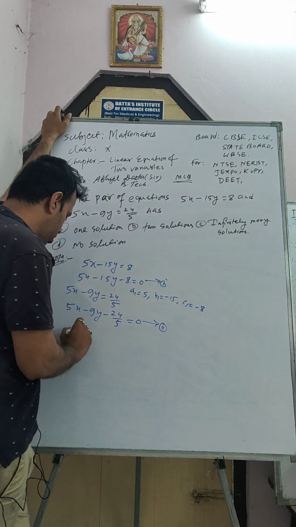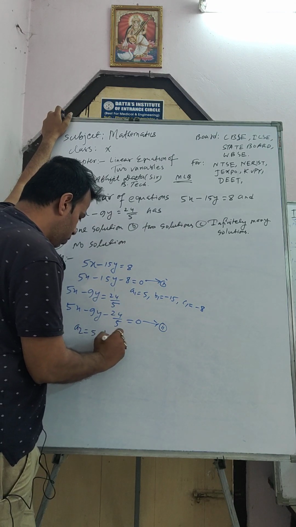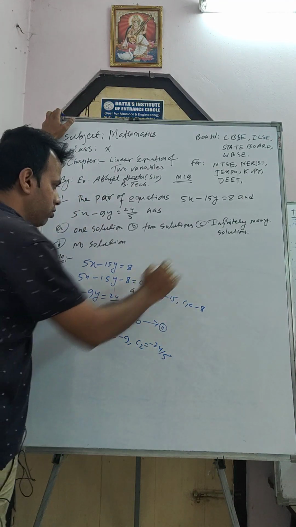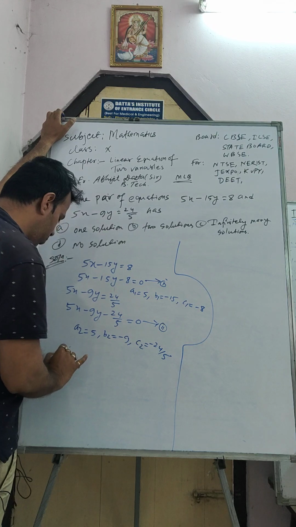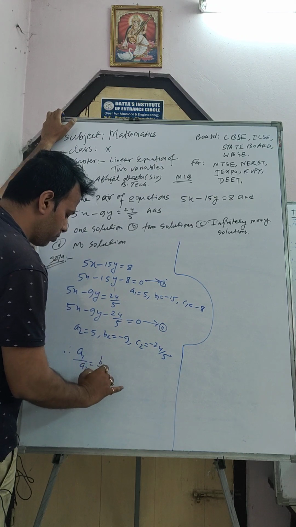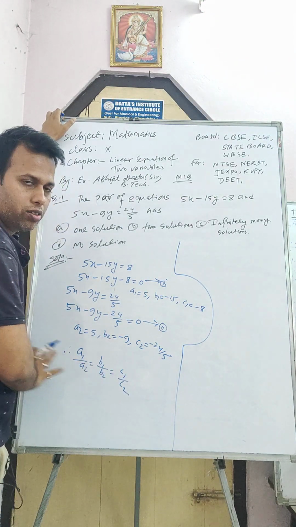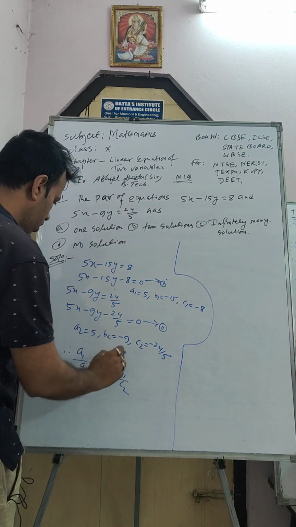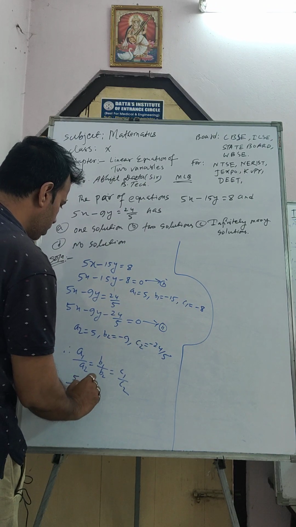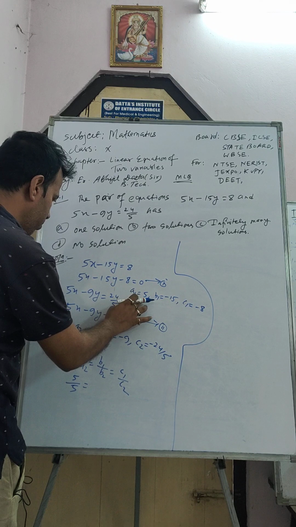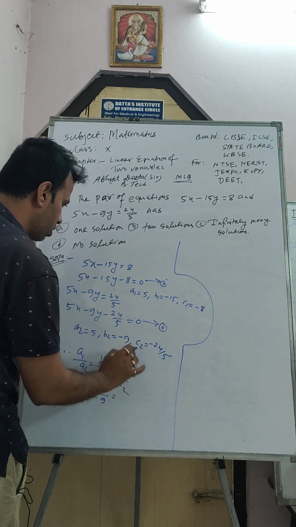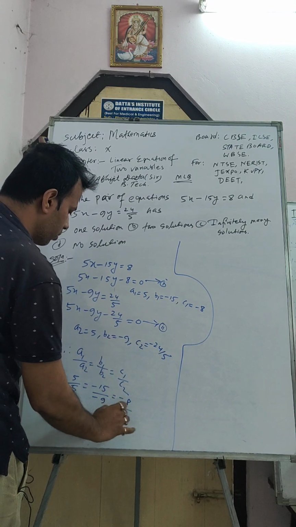Minus 8, and here a2 equal to 5, b2 equal to minus 9, c2 equal to minus 24/5. Okay, now let's try to solve the condition. Suppose here a1 by a2, b1 by b2 and c1 by c2. First I write this, considering all are equal. After that I put in the values. Here a1 is 5, a2 is 5, b1 is minus 15, b2 is minus 9, c1 is minus 8 and c2 is minus 24/5.